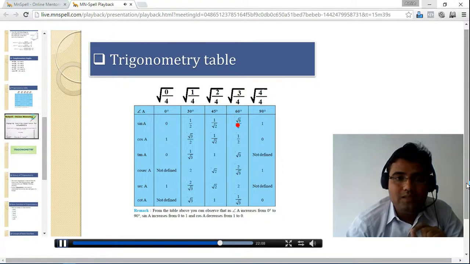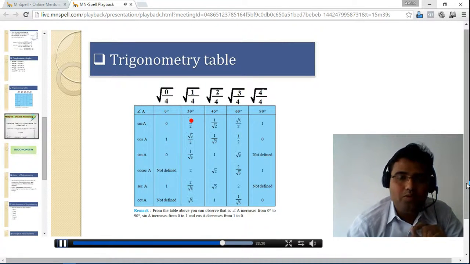Sin 60 means sin(90 − 30). So sin(90 − 30) is equal to cos 30. So root 3 upon 2 will give the value of cos 30. Sin(90 − 45) is equal to cos 45. So we have the same value for sin 45 and cos 45.